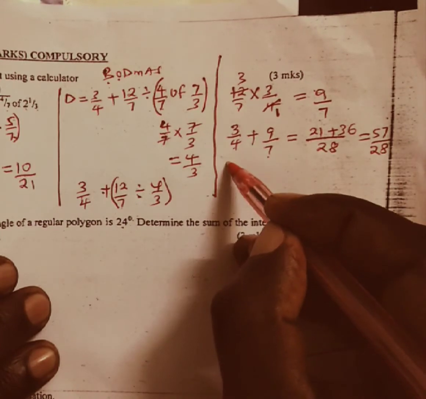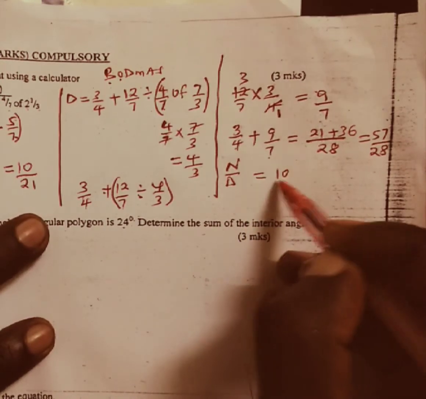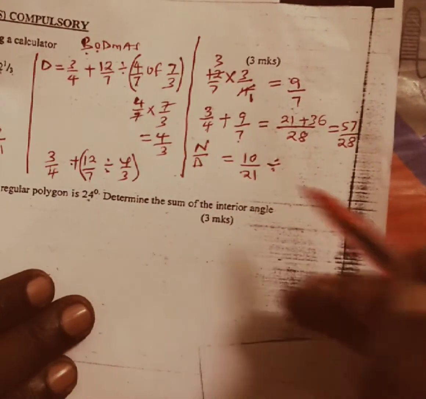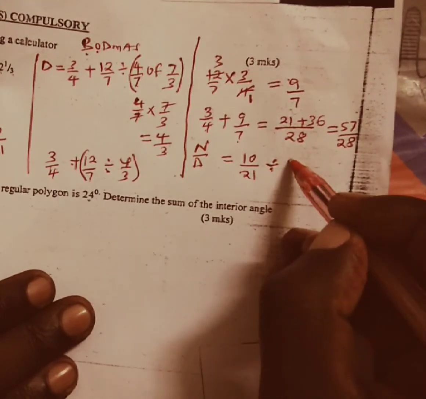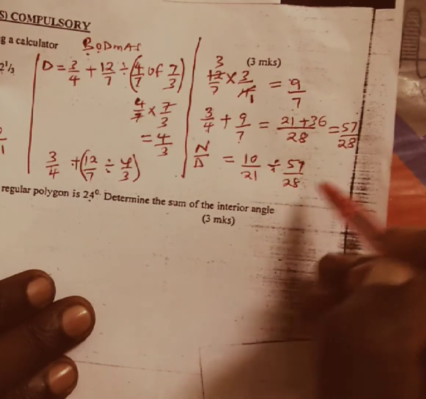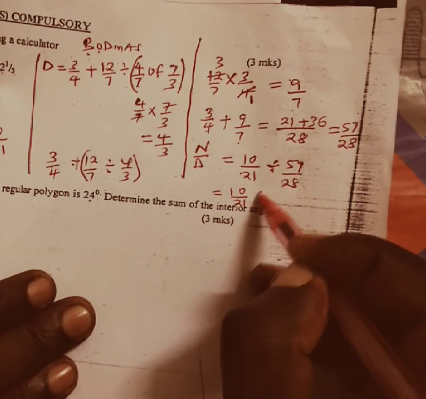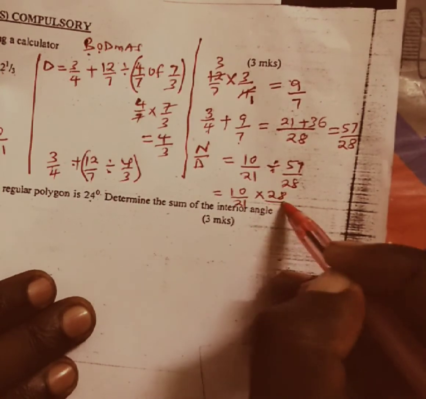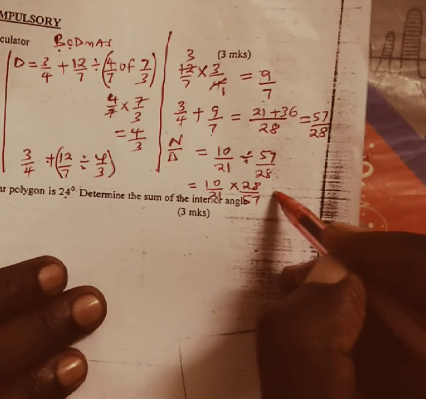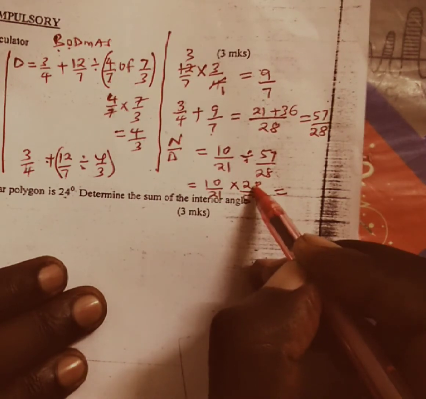If we link now the two, that is the numerator over denominator, we are going to have 10 out of 21. We divide by the denominator, which is 57 over 28. This is the same as 10 over 21 multiplied by 28 over 57. And this can be simplified further such that the common factor between 21 and 28 is 7.